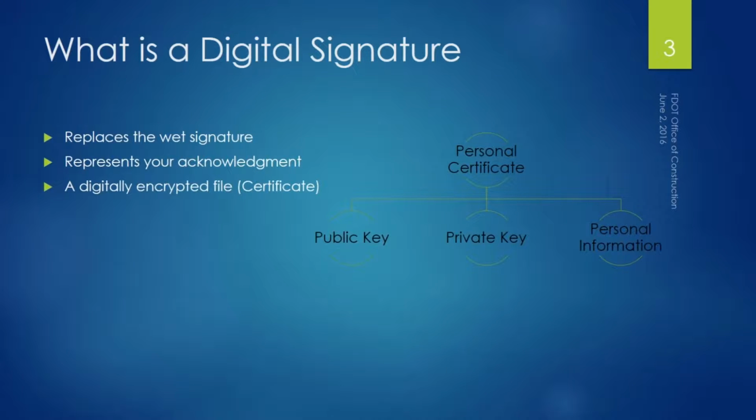It is nothing more than a digitally encrypted file called a certificate. Your personal digital certificate usually contains personal information like your legal name, the company you work for, and your email address. It also contains something called a public key and a private key. Think of this as your digital fingerprint. You sign a document using your private key, which is unique to you. Your public key and personal information is included in the signed document. Anyone that receives your document can then validate your signature using the included public key.